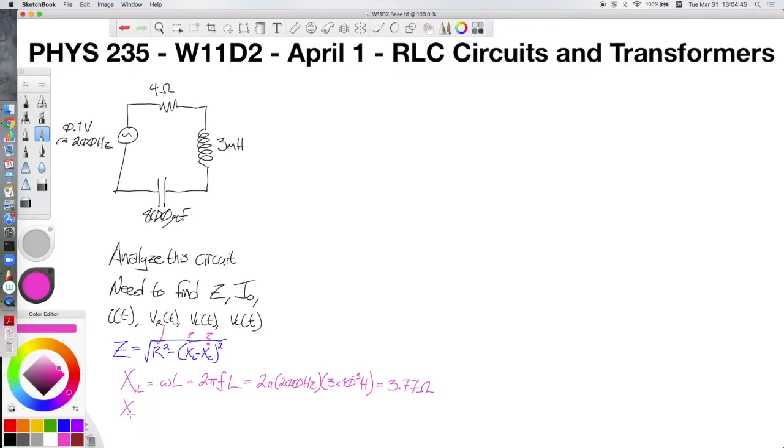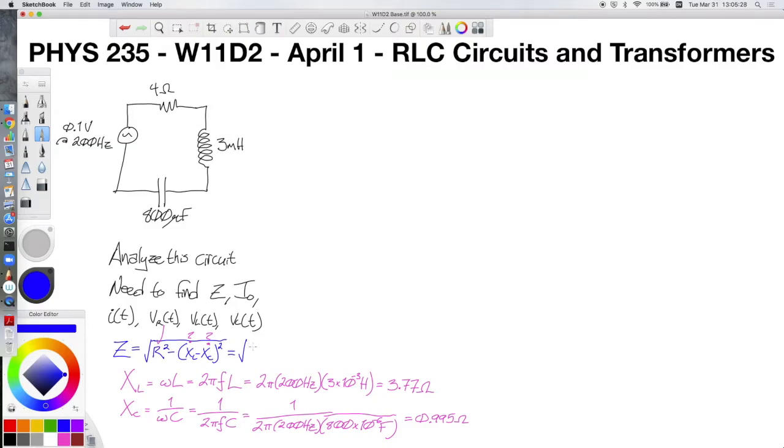We can do the same thing for the capacitive reactance, which is 1 over omega C. Following that same pattern of replacing omega with 2 pi times the frequency in hertz, we get the following expression. 1 over 2 pi times 200 hertz times the capacitance, which is 800 times 10 to the negative 6th farads. And when you calculate this all out, you get a value of 0.995 ohms.